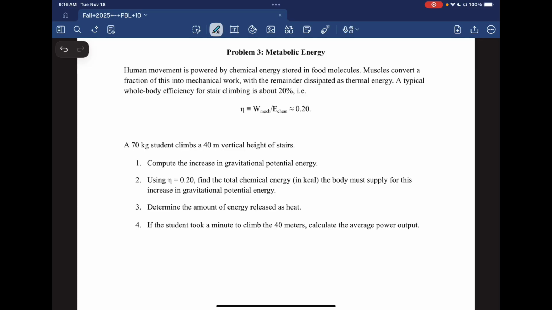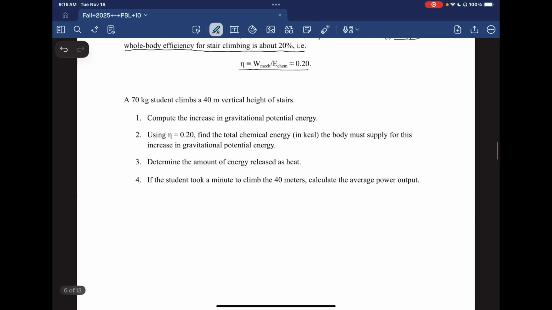Okay, for problem 3, we're going to delve a little bit into chemical and thermal and mechanical energy. So we have a 70 kilogram student climbing a 40-meter vertical height of stairs, and we want to answer these questions about this student. Important thing to realize first is that we know that a typical whole body efficiency for stair climbing is about 20%, or eta is the mechanical work divided by the chemical energy, which is about 0.20.